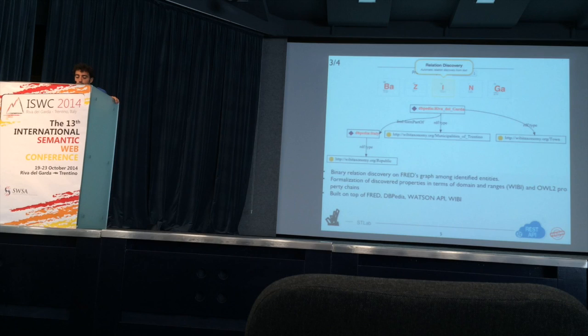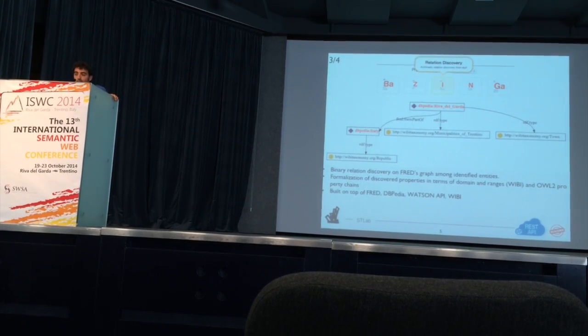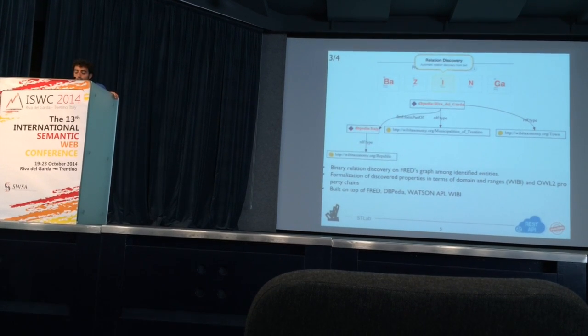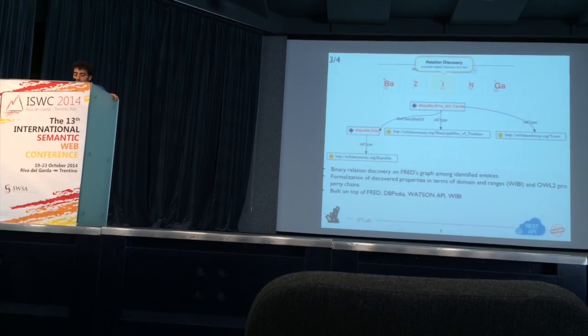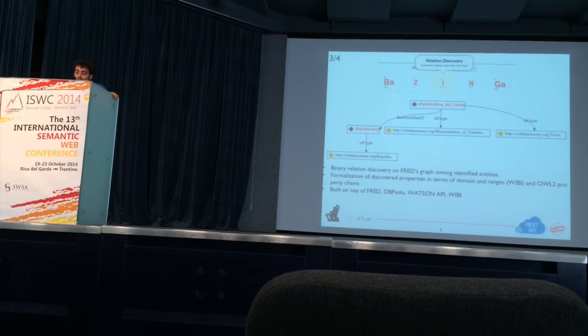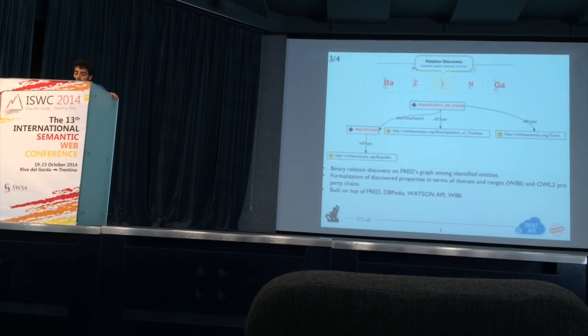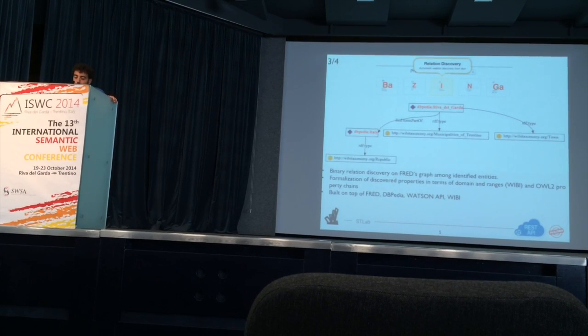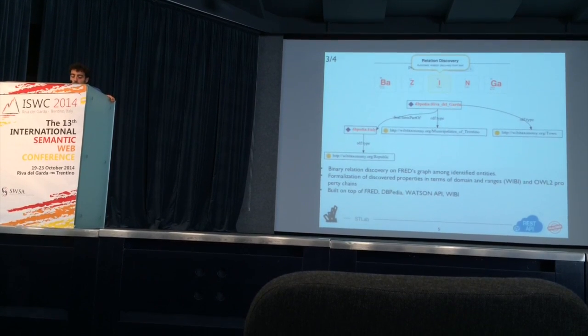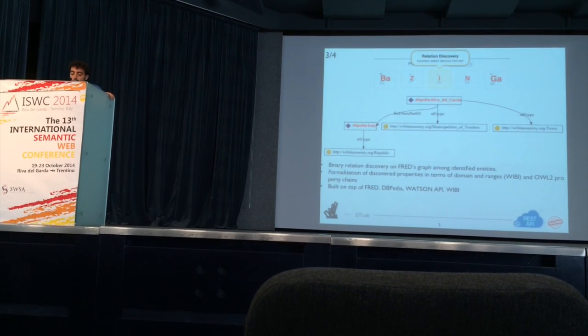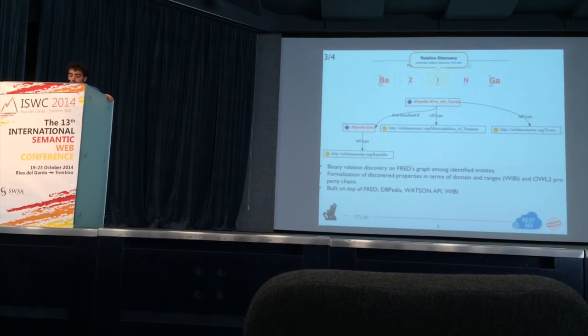And then there's this new relation, which is actually Fred column from part of. This is a binary relation, which is discovered based on Fred's graph, only among identified entities, of course DBpedia entities. And also what we had was a layer of formalization. We formalized the discovered properties in terms of range and domain using WebP and OWL two property chains. We also use Watson API and of course WebP.